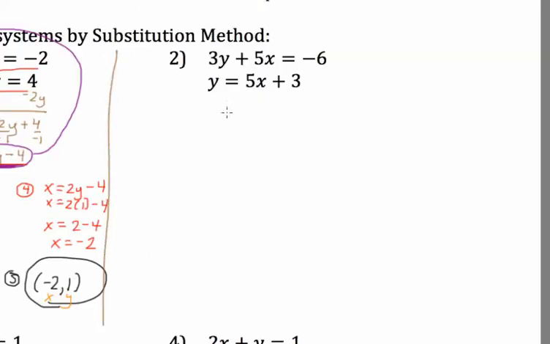Number 2, solve this system of equations. Step 1, solve for one of the variables. Get x or y by itself. Oh, this problem's kind of nice. I look at this one and I say, oh goody, this one's set up really nice for substitution because I already have a y equals 5x plus 3. That step's already done for me.